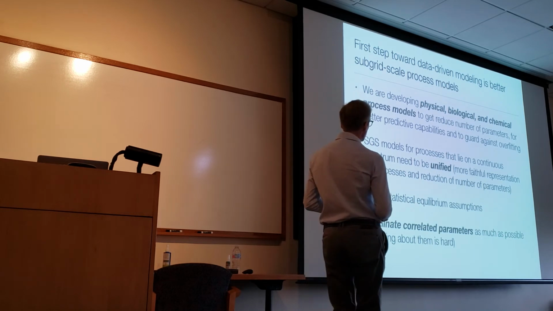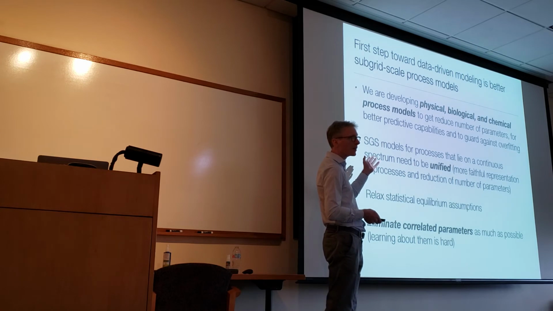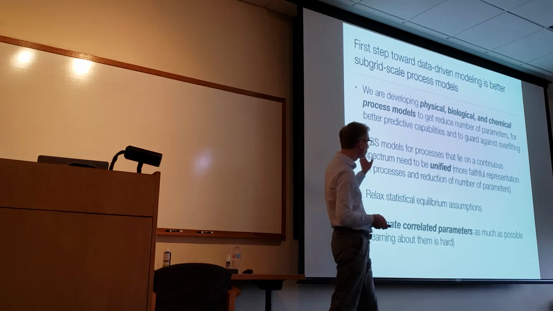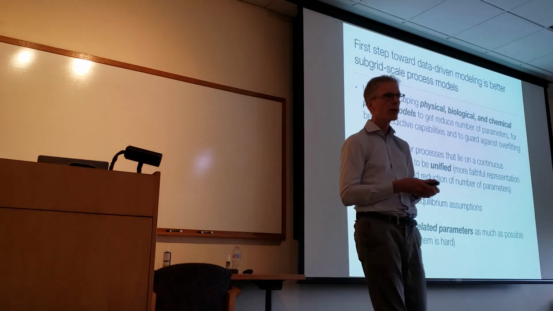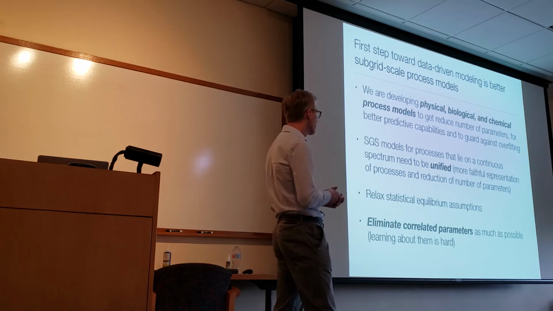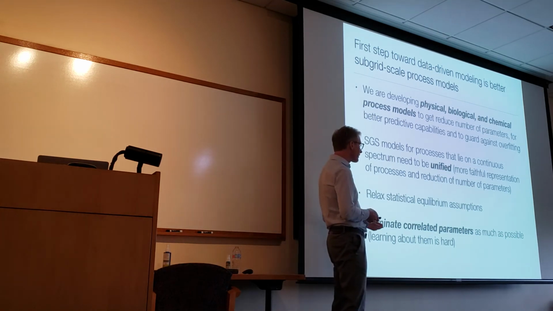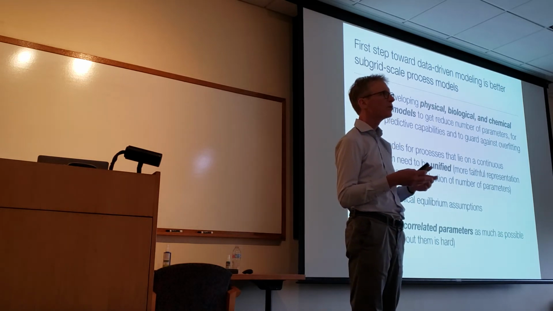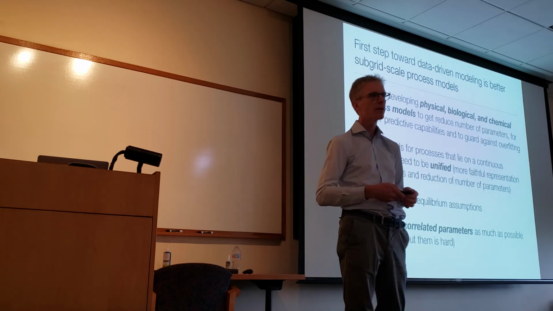And the first step in all of that is coming up with the right process models. What that means is not always easy. I showed you some examples for these parameterizations we are using. It's a unified process model. What it means for, say, a land model is still something we're working on, how complicated or not the land model should be. One goal in coming up with good process models is that you'd like to reduce the number of parameters and reduce the number of correlated parameters, which become hard to disentangle from data in the end.